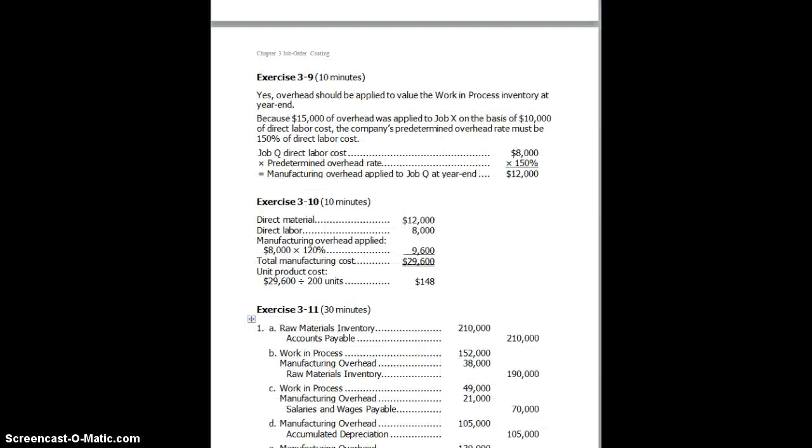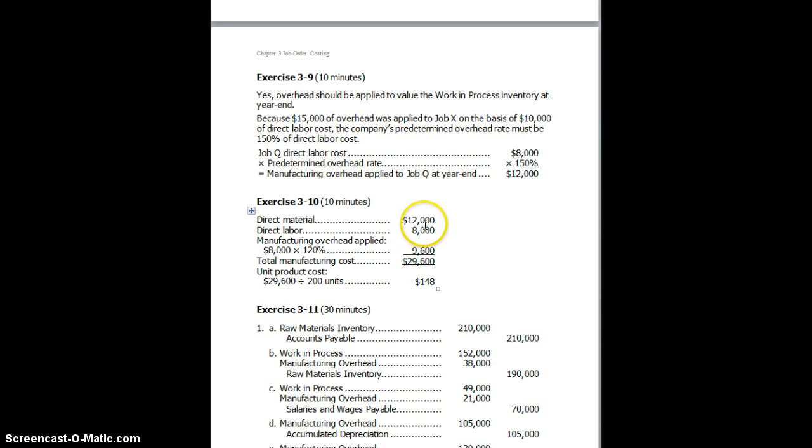Okay, the next problem we had to do for homework was exercise 3-10, which is at the end of chapter 3 on page 116. If you look at this problem, a company assigns overhead costs to completed jobs on the basis of 120% of direct labor cost. The job cost sheet for job 413 shows that $12,000 in direct materials has been used on the job and $8,000 in direct labor cost has been incurred. A total of 200 units were produced in job 413. The requirement of the problem is to find out what is the total manufacturing cost assigned to job 413, and then what is the unit product cost for job 413.